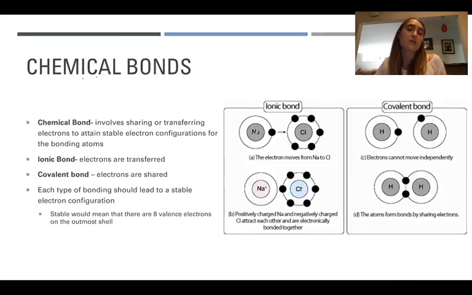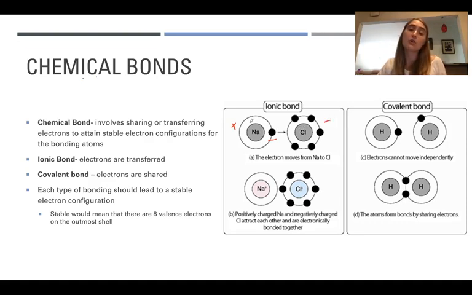Okay, so let's look at different types of chemical bonds. A chemical bond is either the sharing or transferring of electrons in order to reach some sort of stability. Now, we'll look at 2 different types of chemical bonds, ionic and covalent. In an ionic bond, you're actually going to be transferring electrons. In the example that we're using here, we have sodium and chlorine. Sodium is actually going to donate its 1 electron to chlorine. As sodium donates or loses 1 electron, it's going to become positively charged. And as chlorine gains an electron, it's going to become negatively charged.